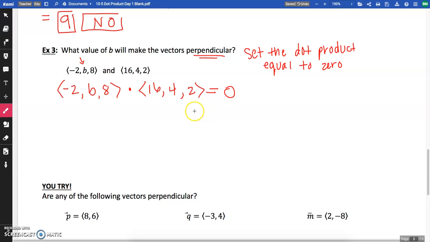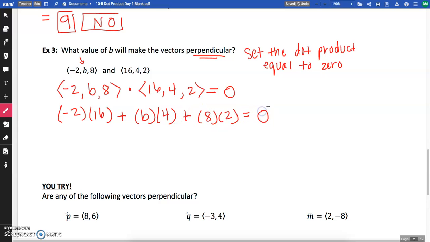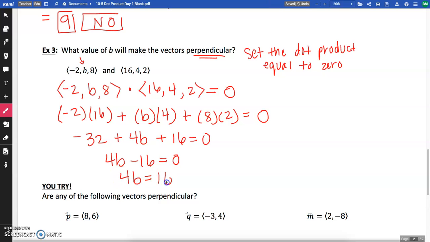Now you could do a lot of guess and check here, but we can do this pretty quickly algebraically. So let's just continue working through our dot product. Negative 2 times 16. Here we have plus B times 4. And then plus 8 times 2. So I'm just doing the dot product like normal, except this time I know what the answer should be. Negative 32 plus 4b plus 16 equals 0. 4b minus 16 equals 0, right? I'm just simplifying the algebra here. 4b equals 16, solving a linear equation. So dividing by 4 on each side gives me that b equals 4.